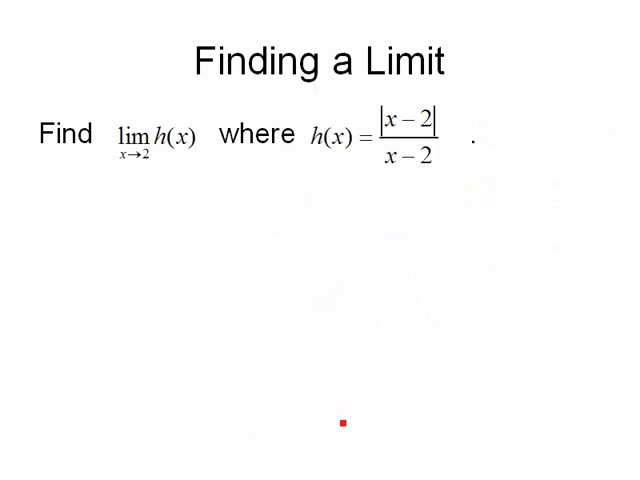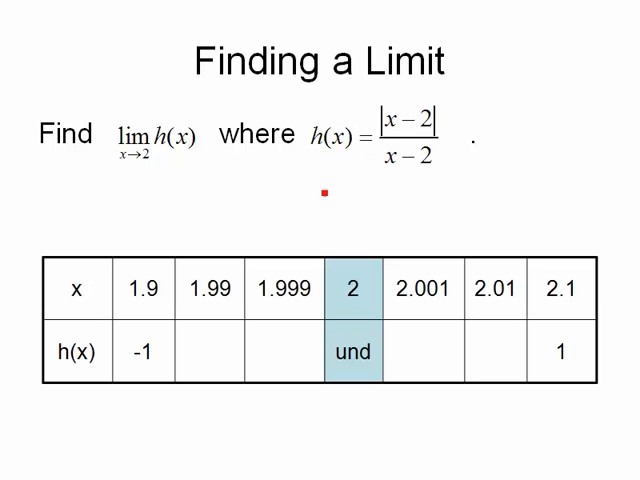So let's take another example. Let's do the limit as x approaches 2 of h of x, where h of x is this curious fraction here. It's the absolute value of the quantity x minus 2 divided by x minus 2. And you'll notice again, if we try and put 2 into here, the denominator is 0, so we just can't plug the number in. So I'm going to again make up a table with values that get closer and closer to 2, either from the left-hand side or from the right-hand side.